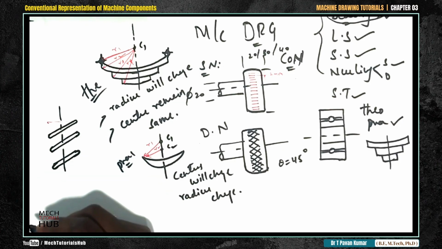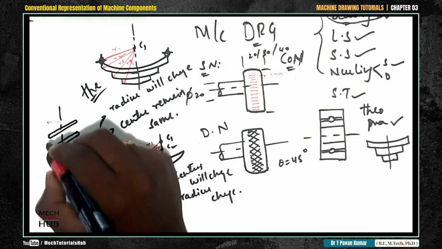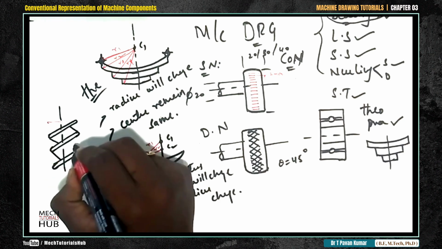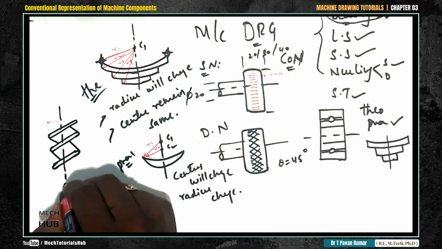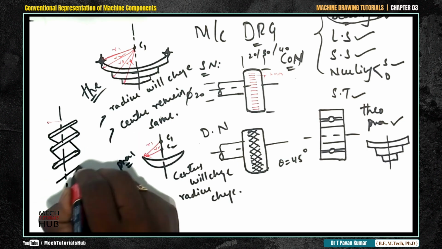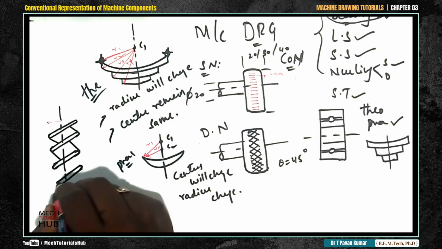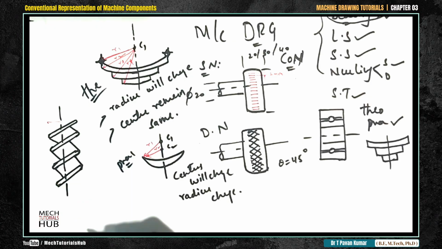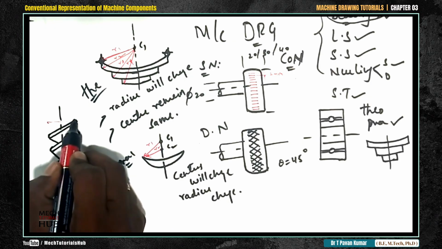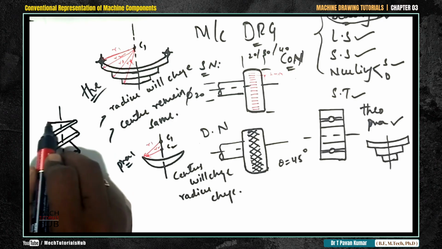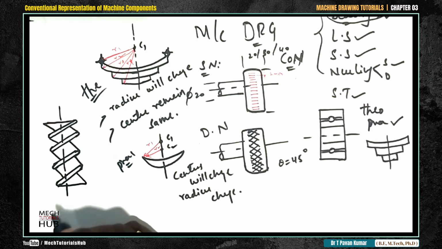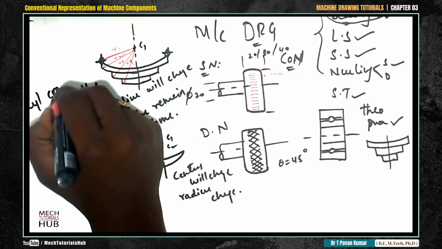Then again draw some cross lines at 45 degrees, 1, 2. Take one more for proper understanding, with an offset of 4 mm. Join them both, 1, 2. This is how we show the compression spring. Take a horizontal on the top. This is how we represent a cylindrical compression spring.